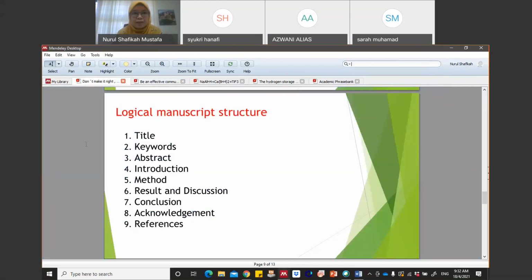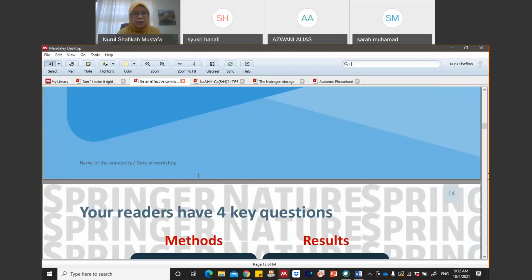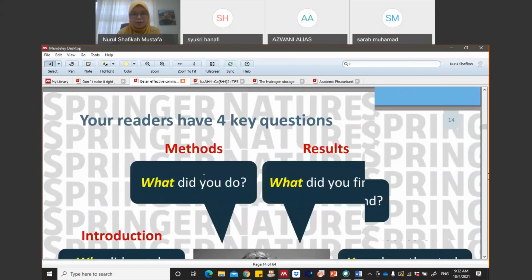This is the logical manuscript structure. What is the important thing yang perlu ada dalam manuscript structure? Okay, saya percaya ramai je yang dah ada experience writing the paper, right? So maybe dah biasa tengok lah. So kat sini, saya ambil reference daripada Springer Nature.